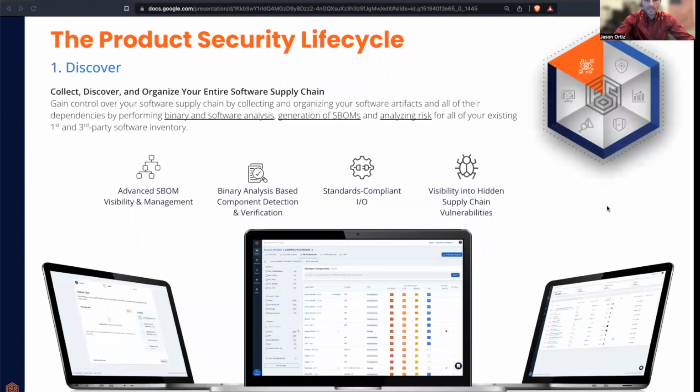So the discover step, this is where your SBOM comes into play. This is where you're gaining control over your software supply chain by understanding what's all there. We need to understand what software is there, what those dependencies are, what the components look like. We can do that through binary analysis. We can do that through source code analysis, or some combination of those. But essentially, we need to understand everything that's there so that we can analyze the risk for all of our first-party, third-party, and open source software in our ecosystem.